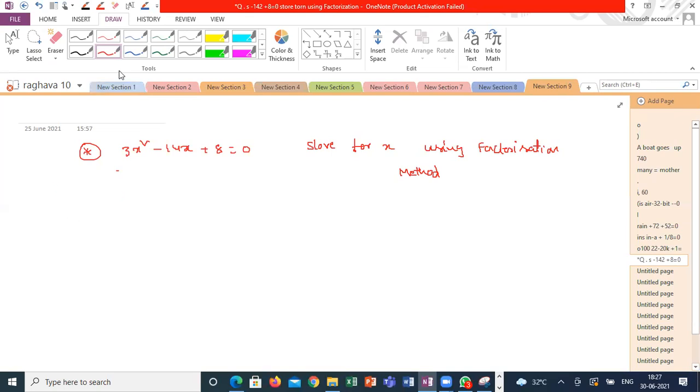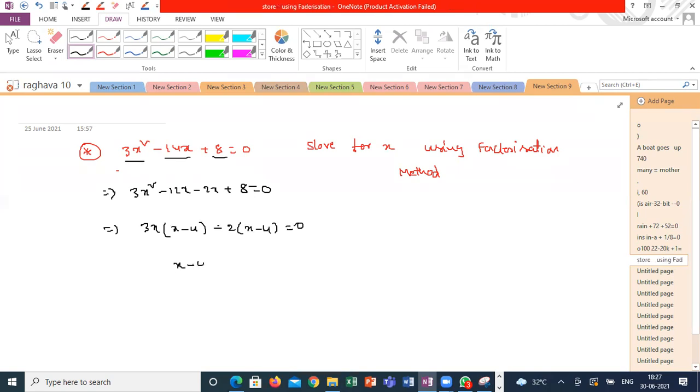I can split this one like this. Guys, am I right? What I am splitting: 3x square minus 12x minus 2x plus 8. Because the product is 24 and sum is minus 14. Taking 3x common, x minus 4, and taking minus 2 common, x minus 4. So my factors are x minus 4 into 3x minus 2 is equal to 0.